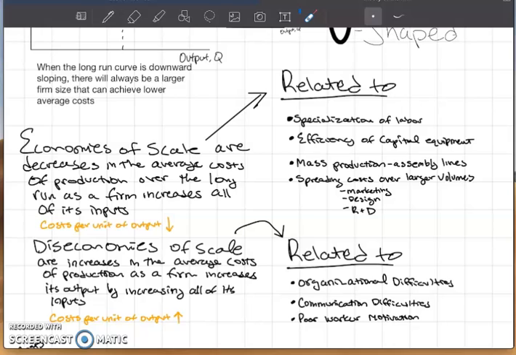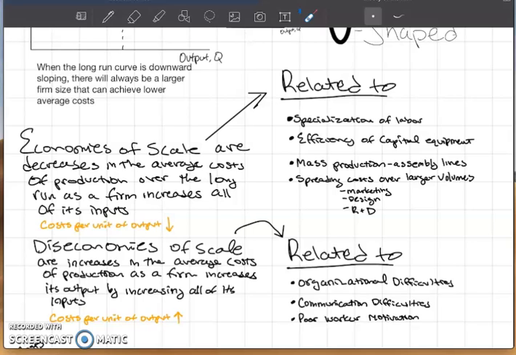Diseconomies of scale are increases in the average cost of production as a firm increases its output by increasing all of its inputs. So costs per unit of output are rising on the right-hand portion of a long-run average total cost curve. So why? Let's answer the question of why do we achieve economies of scale?